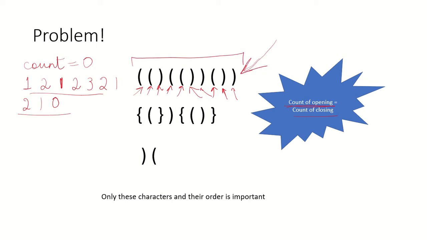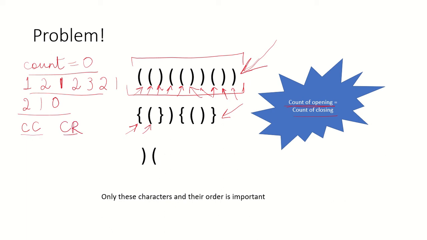This works fine if the type of brackets that we are having are of the same type. But in this case, this method would not work. What we can do is that probably we can have a different count for the curly brackets and a different count for the round brackets over here.